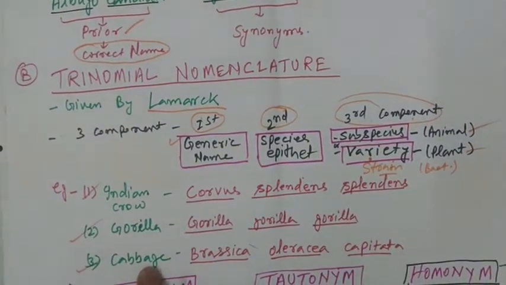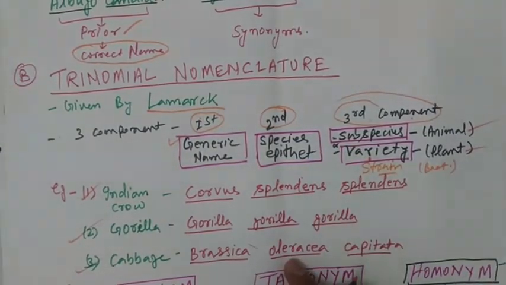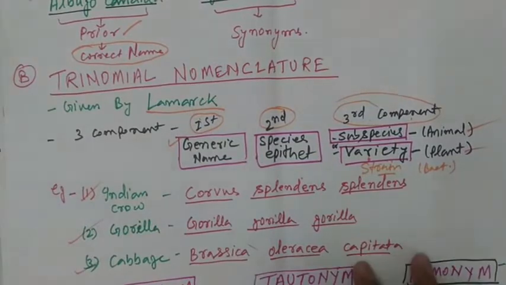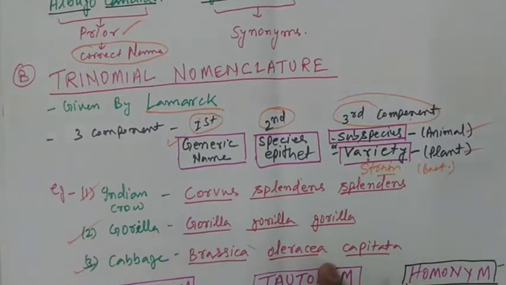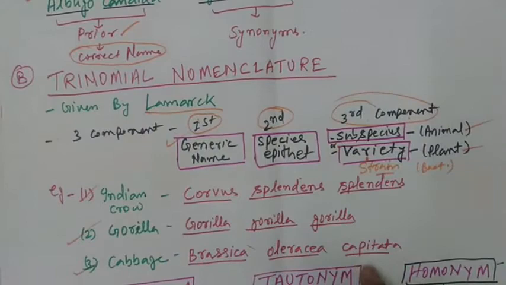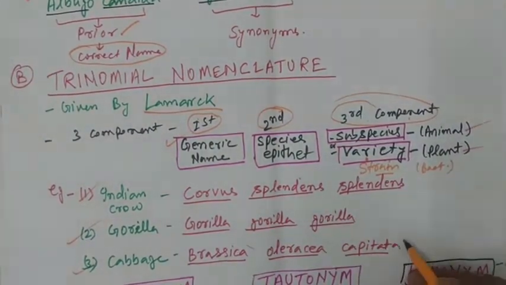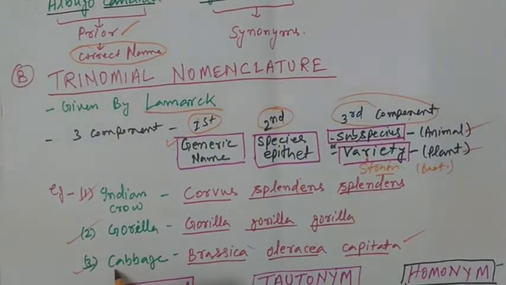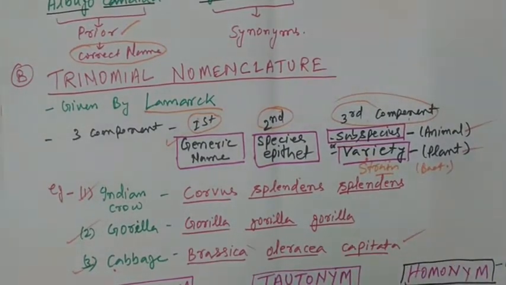Now come to the third example, cabbage. The scientific name of the cabbage is Brassica oleracea capitata. The 3 names are given. The first one, Brassica, represents the generic name. Oleracea, the second one, represents the species epithet of the cabbage, and the last one, capitata, is the third component, which represents the variety, because these are plants. For plants, the third component represents the variety.